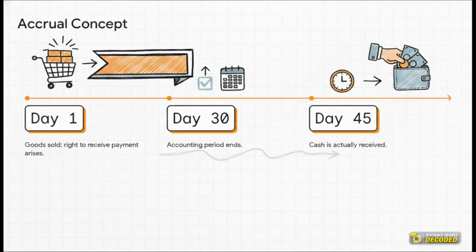Imagine a business sells some goods on day 1. The right to receive payment is created right then and there. Even if the accounting period closes on day 30 and the actual cash doesn't show up until day 45, the accrual concept says we recognize that revenue on day 1. We're recording the reality of the business activity, not just the physical movement of the cash.